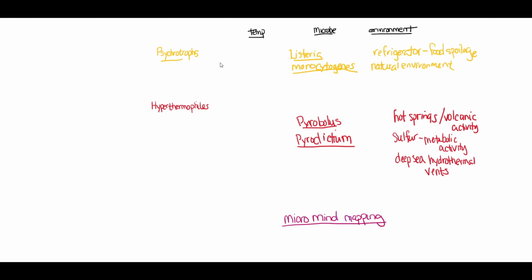Next we have psychrotrophs, and their range is from 0 to 30 degrees Celsius, and their optimum growth is 20 to 30 degrees Celsius. We see Listeria monocytogenes, and the environment they would grow in is the refrigerator, and you'll see them in food spoilage and just in the natural environment.